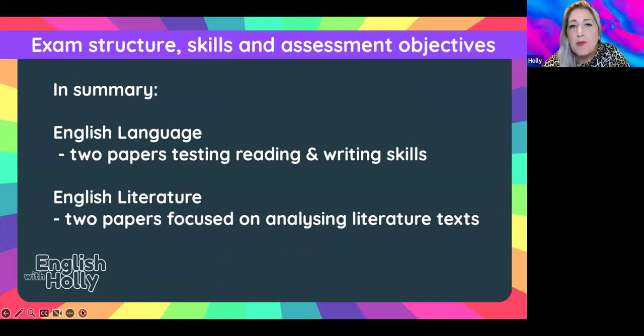So in summary, and I probably could have just said this to start with, English language is 2 papers testing reading and writing skills, and English literature is 2 papers focused on analysing literature texts, and that's simply the difference between the 2. Yes, they're both English and they're both taught by the English teachers in the school, but they are very different exams.